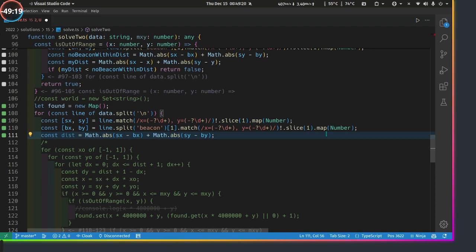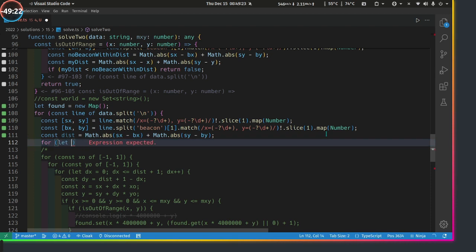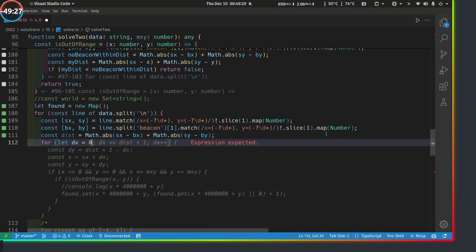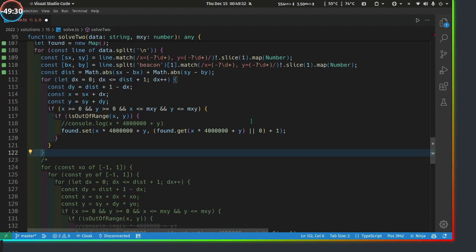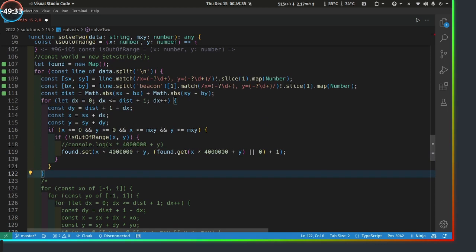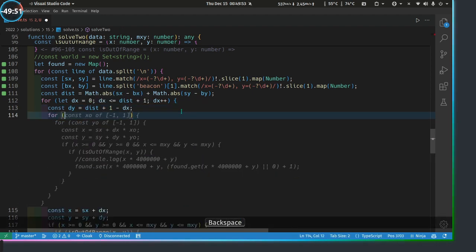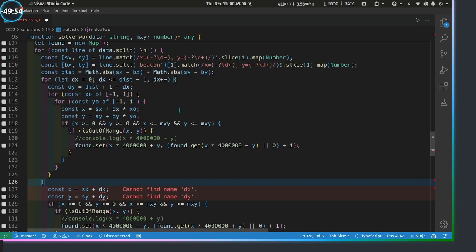manually dx dy. We'll do the dx's first. So for let dx equals 0, dx less than this one. Right, okay, we're doing it again. But then we do need to flip on it. I think I'm literally just inversing this. Oh, why'd you dy there? Yeah, dy equals distance plus 1 minus dx. Right, now that's for xo. Right, -1. Yeah, all 4 possibilities for all 4 sides of the diamond.